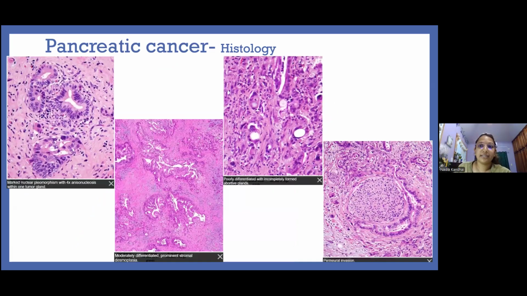So in pancreatic cancer on the left, we could see significant pleomorphism, which is the varying cell shapes and cell sizes in the same gland. Moderately differentiated still maintains some of this glandular structure, but with significant desmoplasia. Whereas in poorly differentiated, the cells are no longer recognizable with these incompletely formed glands. And on the right, there is tumor surrounding the nerve, which is indicative of this perineural invasion.